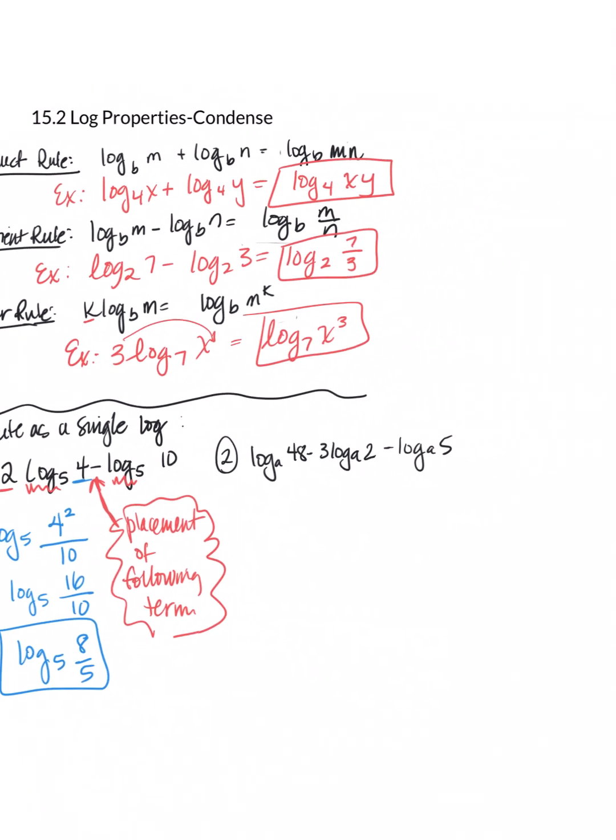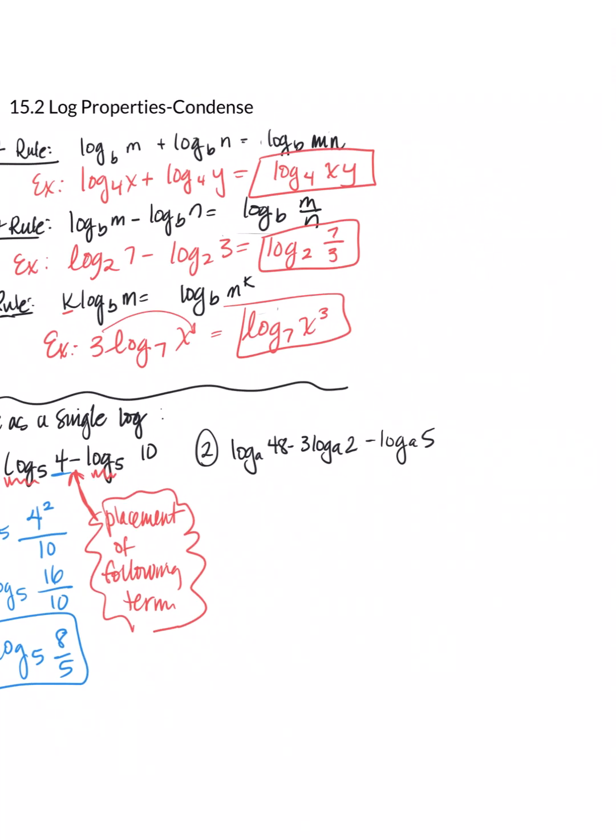All right, so let's try number 2. Let's look at this for a second. We have a base of a minus, minus, minus, right? So I'm going to start with my single base, log base a of 48, and then I have to put a division bar. And let's put in what we know. We have 2, remember this becomes a power, cubed times, and this would be a 5.